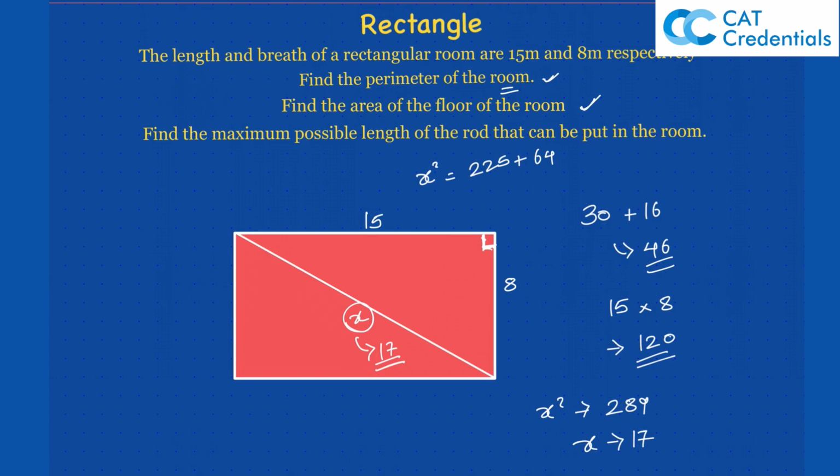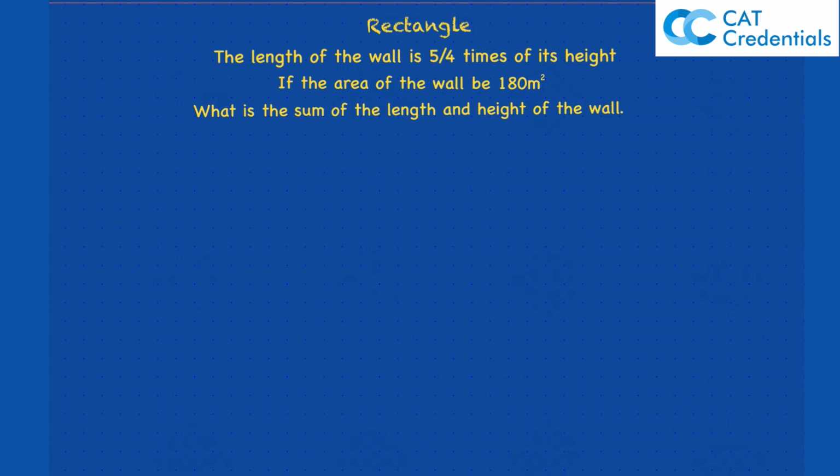Okay, very simple problem on rectangle. Let's see one more problem. Length of the wall is 5 by 4 times its height. The area of the wall is 180. Find the sum of the length and the height of the wall.